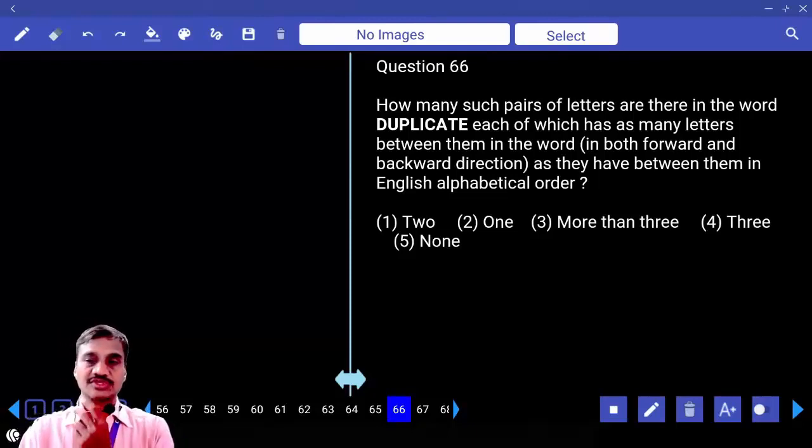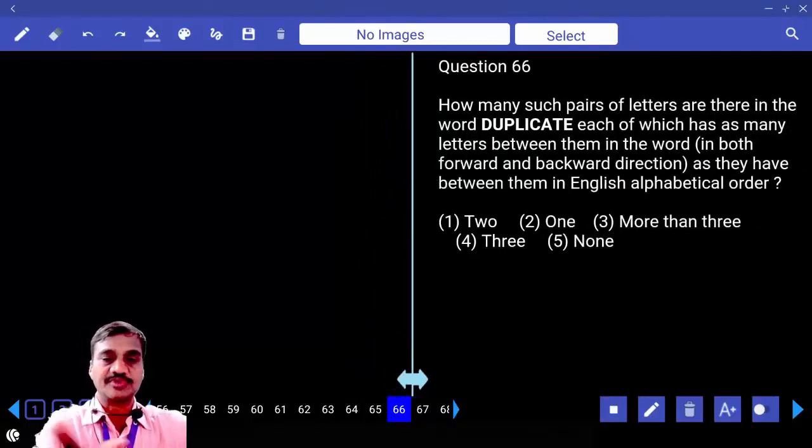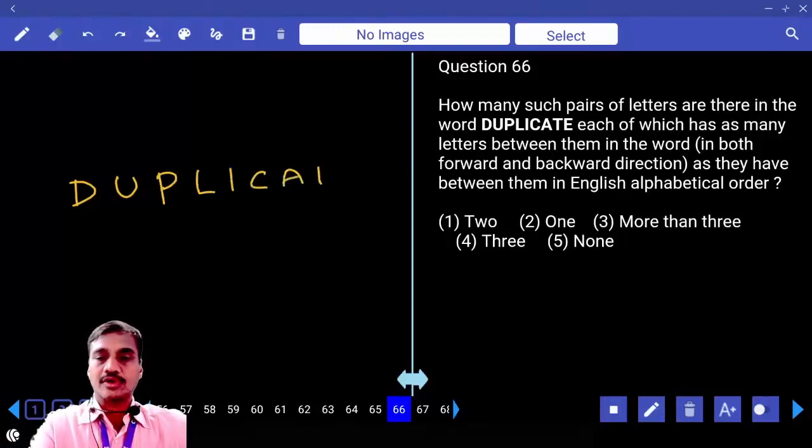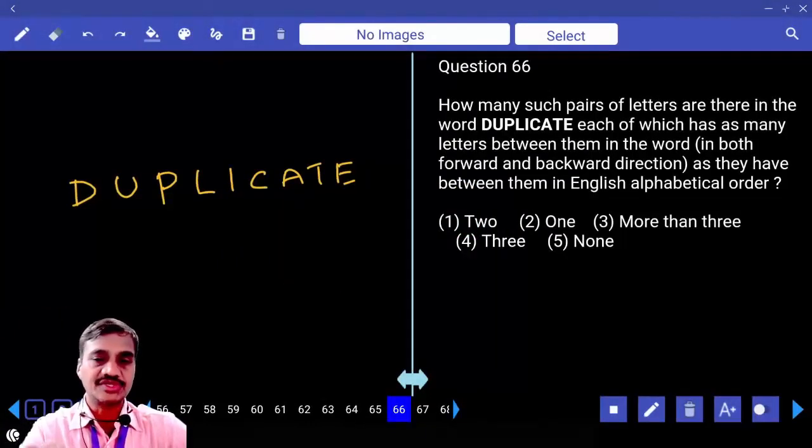Now in this question number 66, the word "duplicate" is given. How many such pairs? Let us start working out this one, duplicate. Tell me how many pairs are there. Let us start with D: D, E, F, G, H, I, J, K, L.